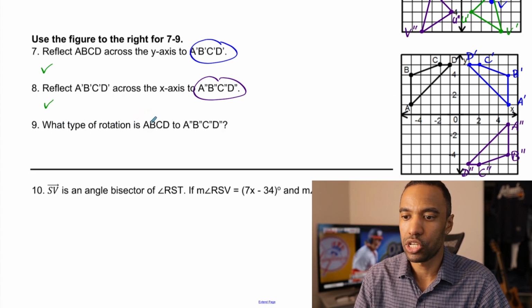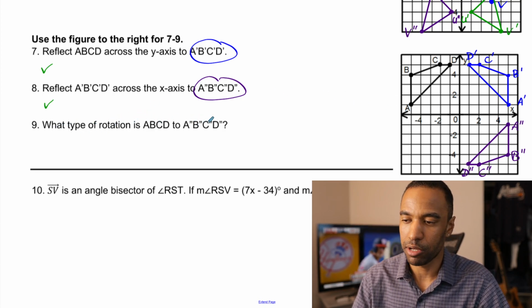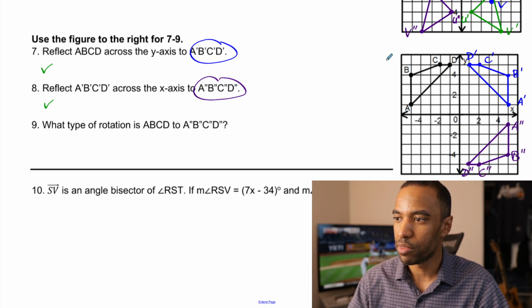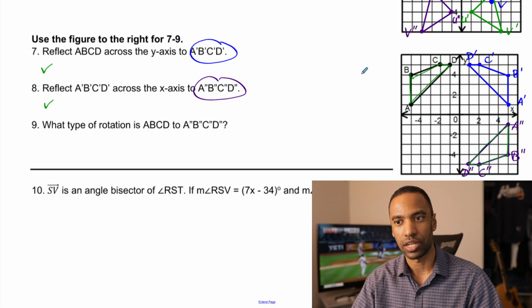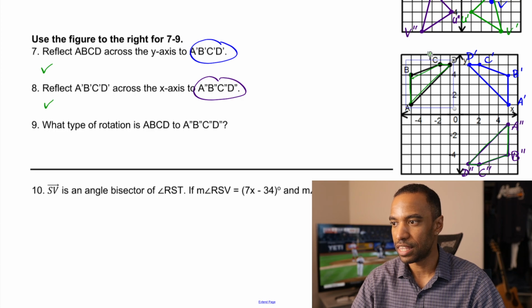All right, what type of rotation is ABCD to A double prime, B double prime, C double prime, D double prime? We're going from this original shape right here into this one. And yes, guys, believe it or not, this actually is a rotation. I don't know if you can tell here. If I take this object and I actually rotate it 90 degrees, that almost looks like this.